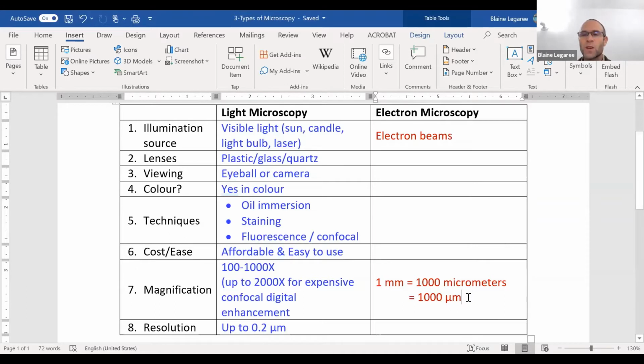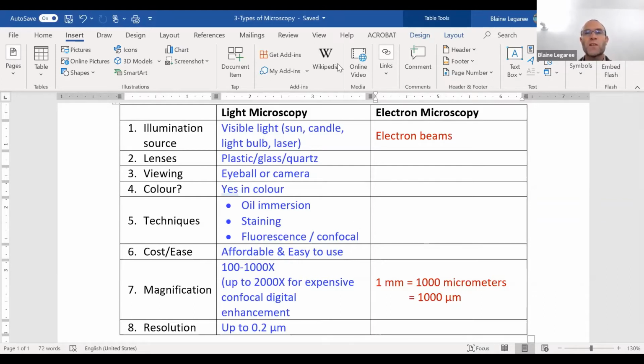And why is a micrometer relevant? Because, well, cells, we measure them in micrometers. And all of your cell measurements we're going to be doing in micrometers this semester. E. coli is about 1 micrometer in size. Animal cell, anywhere from maybe 20 to 50 micrometers. So it's a useful unit of measurement for microscopy.